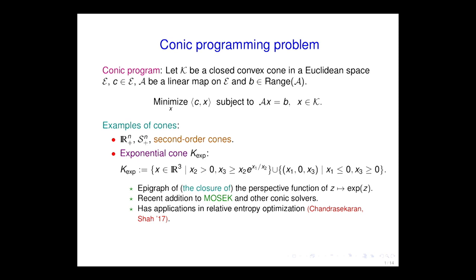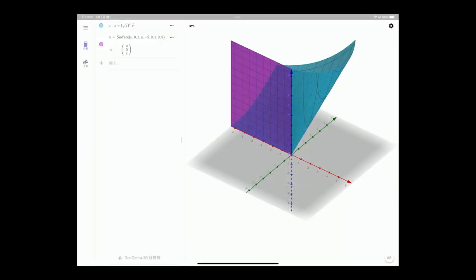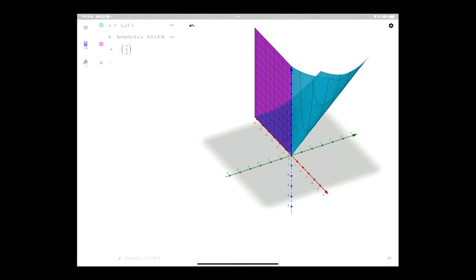Now, it looks abstract. But remember, there are two pieces. So now I show you a picture. Here it shows basically two pieces. The purple thing, the vertical purple thing, is the second piece that appears in the definition of the exponential cone. Now the blue curved surface is the lower boundary of the first part in the definition of the exponential cone. So the exponential cone itself is actually everything that is bounded between these two surfaces.